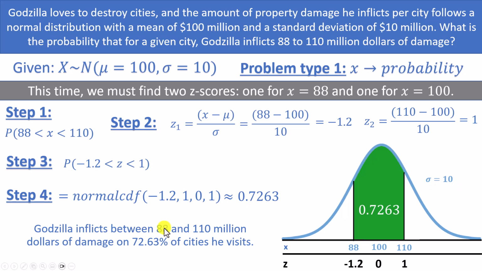So really what that means is that Godzilla inflicts between 88 and $110 million of damage on 72.63% of the cities that he visits. So if you just chose a random city, then there would be a 72.63% chance that the damage would be between those two numbers.